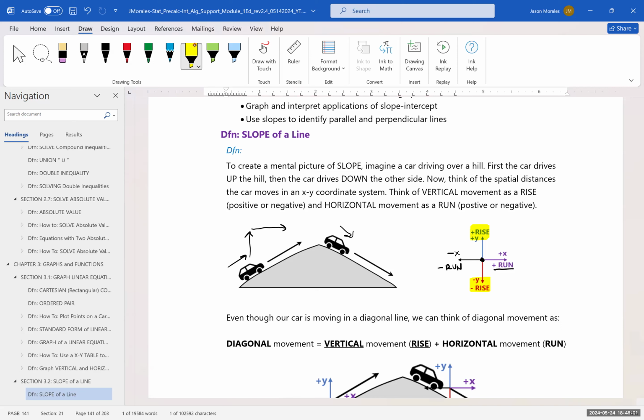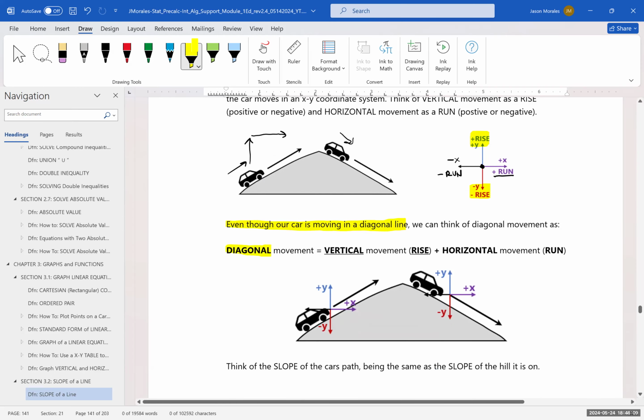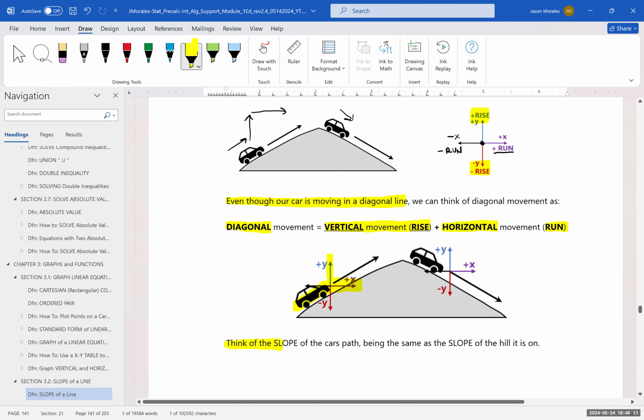Even though our car is moving in a diagonal line, we can think of diagonal movement as having a vertical component, which is the rise, and a horizontal component, which is the run. So as this car is going up the hill, it has a vertical component, which is the rise, and a horizontal component, which is the run. Think of the slope of the car's path as being the same as the slope of the hill it is on.